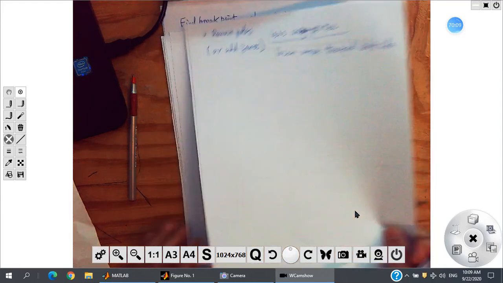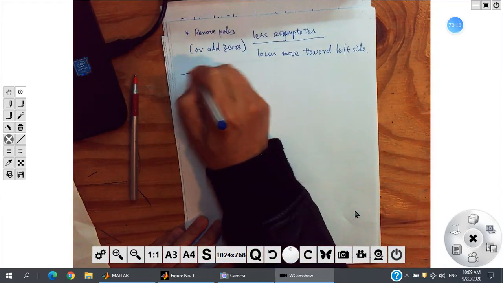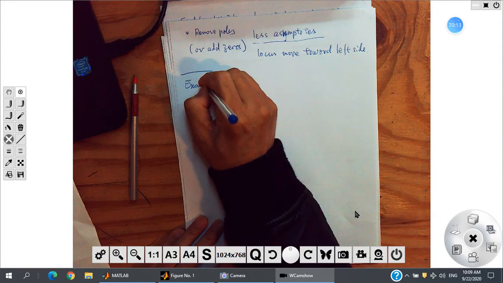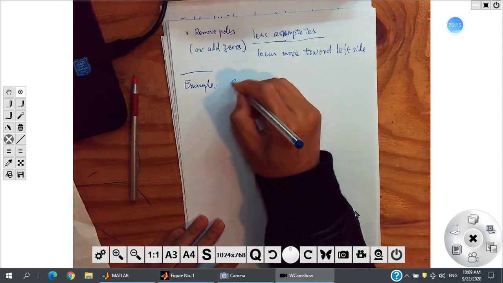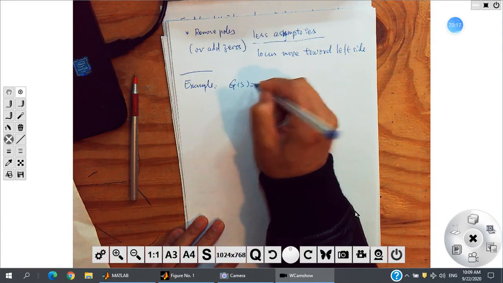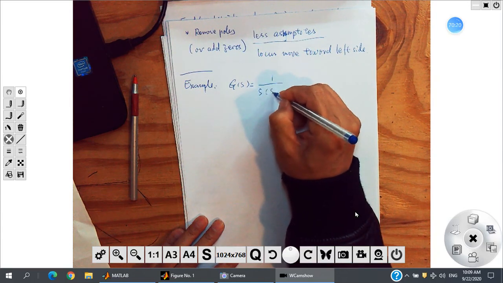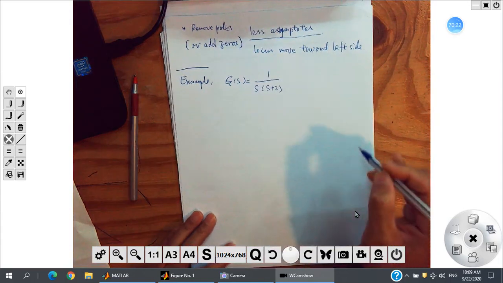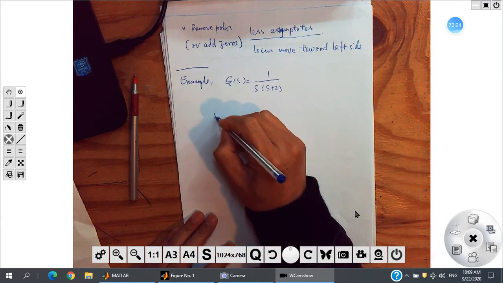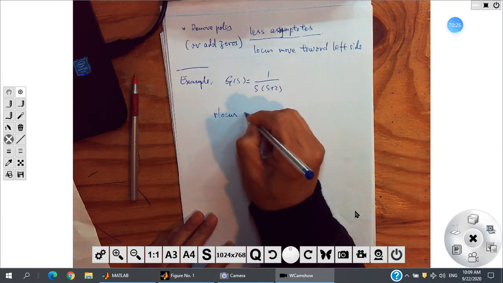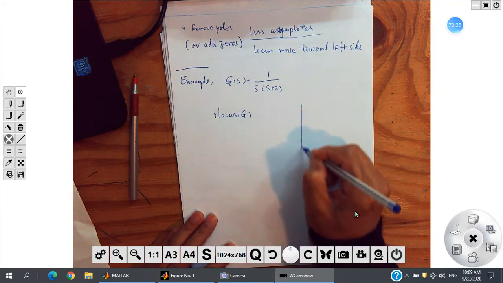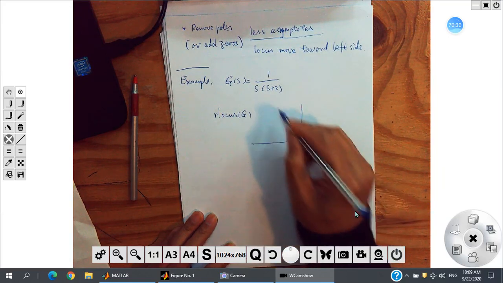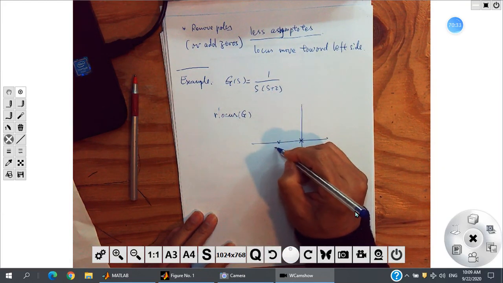We can consider an example. I have G of s, which is 1 over s times (s plus 2). Then the root locus will look like this, right? We have 0 as a pole and negative 2 as another pole.